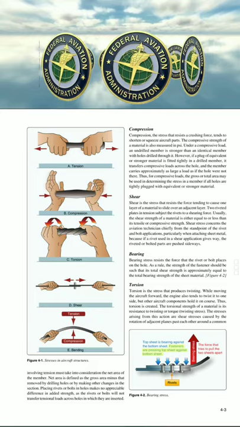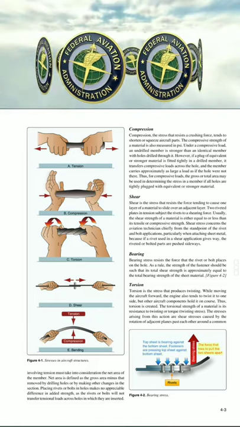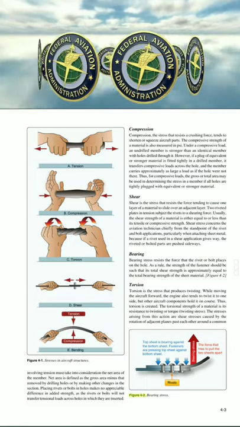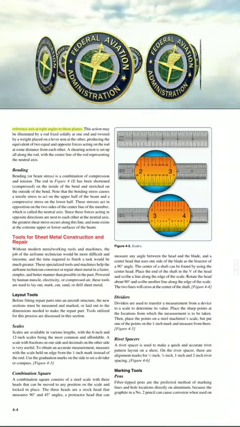Fasteners are pressing the top sheet against the bottom sheet. Bearing stress is the force that tries to pull the two sheets apart. Figure 4-2. Bearing stress. Torsion, figure 4-3. Reference axis at right angles to these planes.